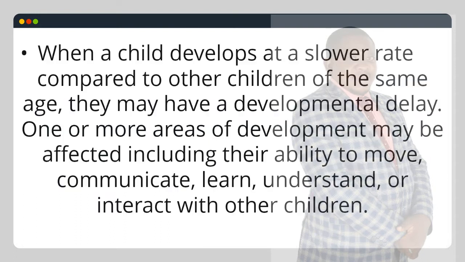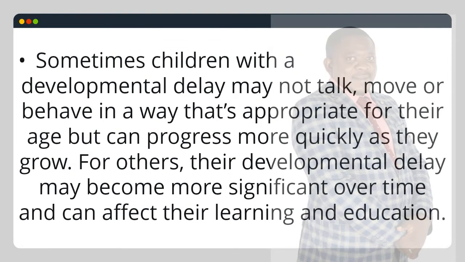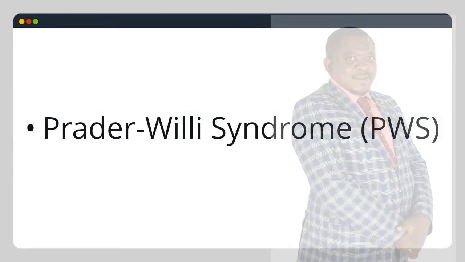Developmental delay. When a child develops at a slower rate compared to other children of the same age, they may have a developmental delay. One or more areas of development may be affected, including their ability to move, communicate, learn, understand, or interact with other children. Sometimes children with a developmental delay may not talk, move, or behave in a way that's appropriate for their age, but can progress more quickly as they grow. For others, their developmental delay may become more significant over time and can affect their learning and education.